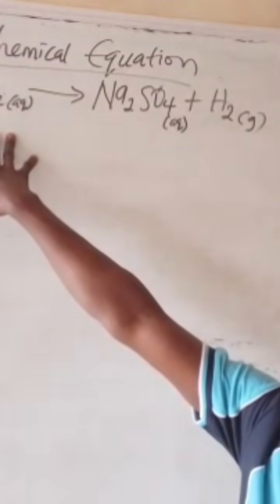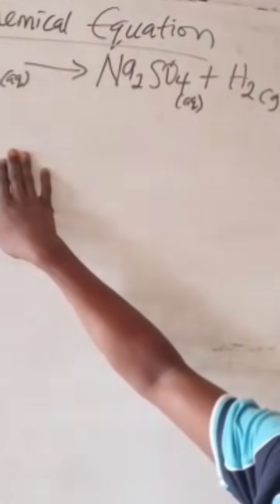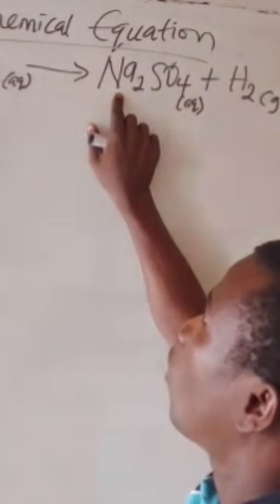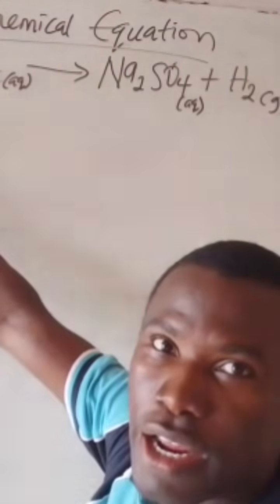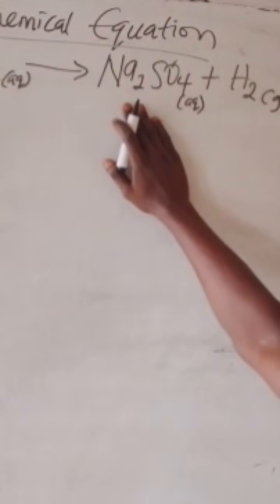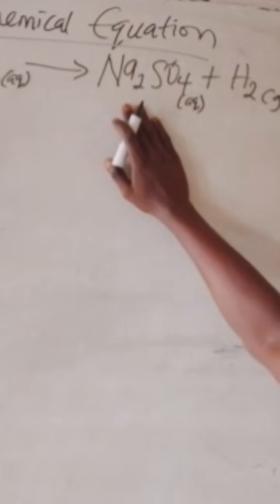So look at everything here. Just take a look at this equation again. Draw closer and view this clearly. You will see that what we have here is 1 sodium, 2 sodium. So if we have 2 sodium here, definitely we need a second sodium. So let's put 2 here.